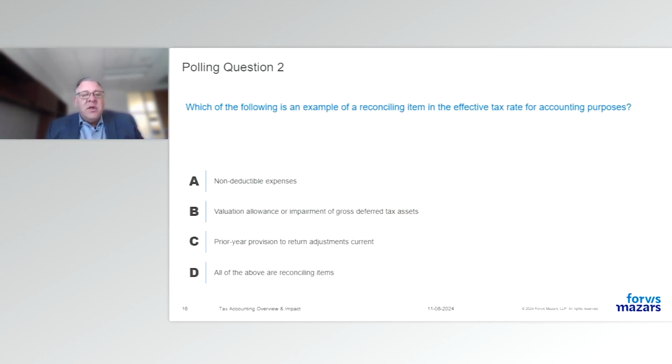So now we're catching up on polling questions. Here's polling question number 2. Which of the following is an example of a reconciling item in the effective tax rate for accounting purposes? A, non-deductible expenses. B, valuation allowance or impairment of gross deferred tax assets. C, prior year provision to return adjustments. Or D, all of the above. It looks like as the answers are coming in that really all the answers are right, but the most correct is the bottom answer, and 3/4 of you are getting there.